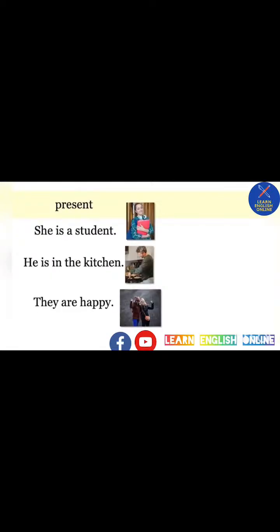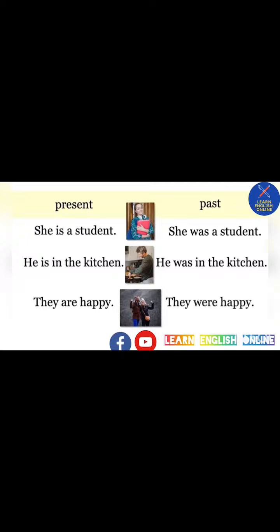Forms in the past would be: she was a student, maybe she isn't anymore. He was in the kitchen, maybe now he's in the living room. They were happy. They were happy on their trip.